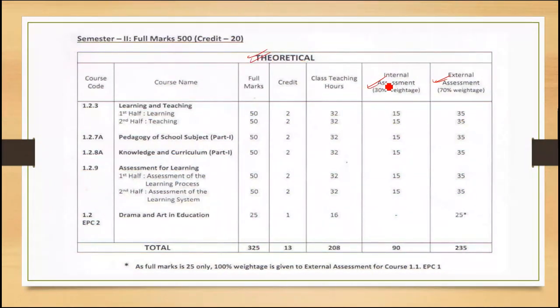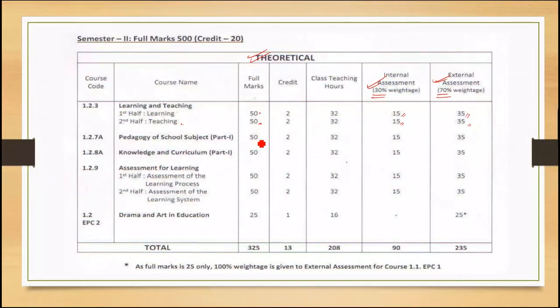Internal assessment is going to carry a weightage of 30%, and external assessment is carrying a weightage of 70%. In the previous slides we had seen that the total marks is 50 and 50, right? Out of this 50, 15 marks will be from internal assessment and 35 marks will be from external assessment, for learning and for teaching both. Each one of them, 15 will be from internal and 35 from external, and it will add up to a total of 50.